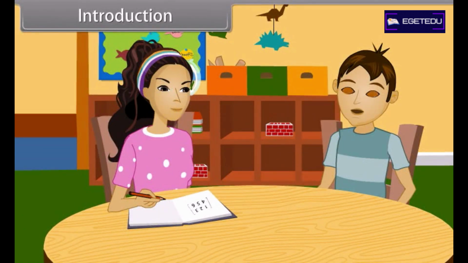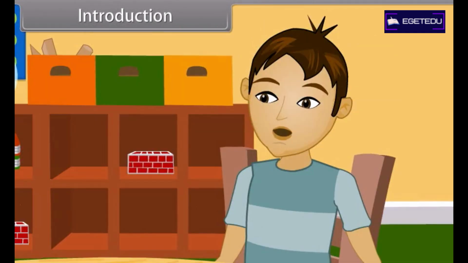Rocky, why are you writing all these numbers in one bracket? This is not just a bracket. Did you forget what our math teacher taught us the day before? Oh yeah, matrices. So, are you solving any problem?